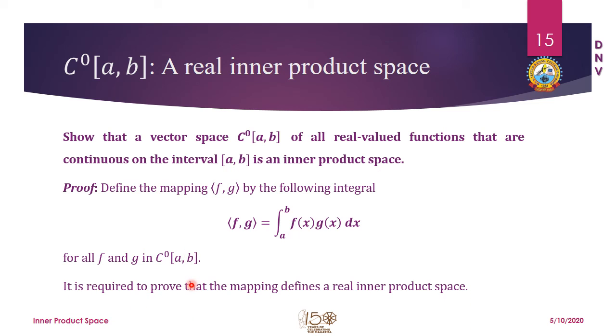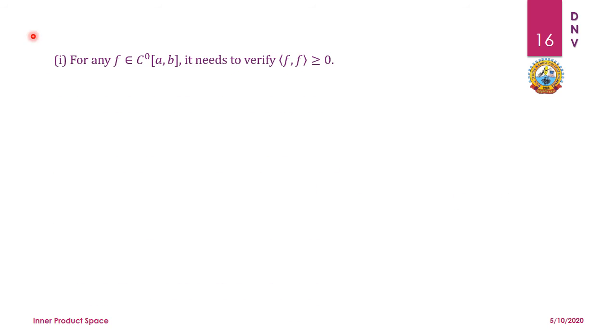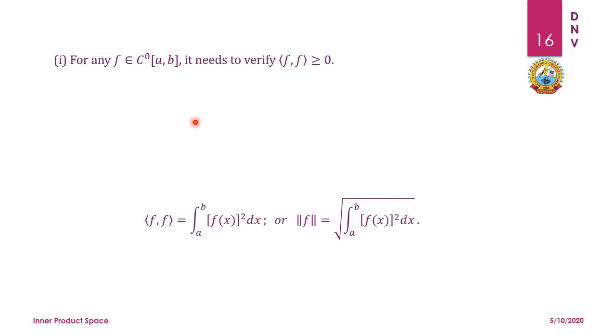So it is required to prove that the mapping defines a real inner product space, and for that we require all the 4 axioms to be satisfied. For the first axiom we take f belonging to this vector space. We need to verify that the inner product of f with f is always greater than or equal to 0. It is very important to learn in this particular example how continuous functions are used for defining real inner product spaces.